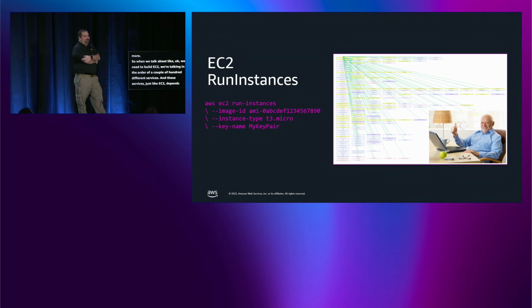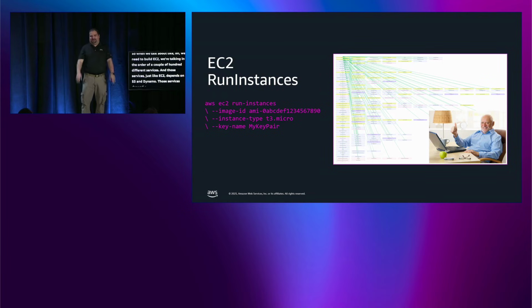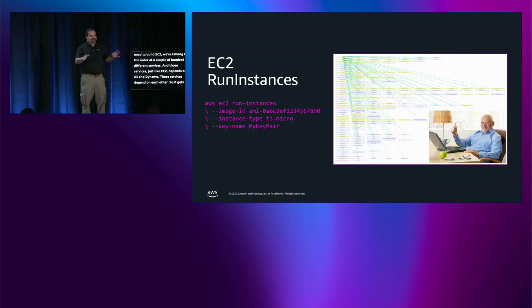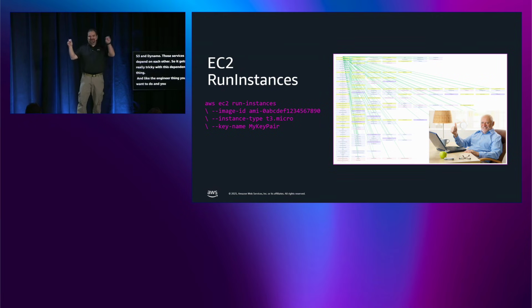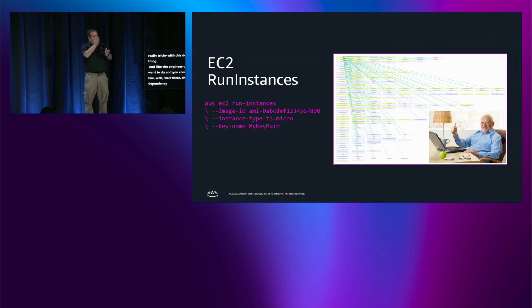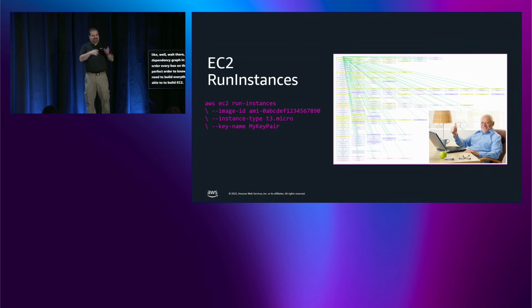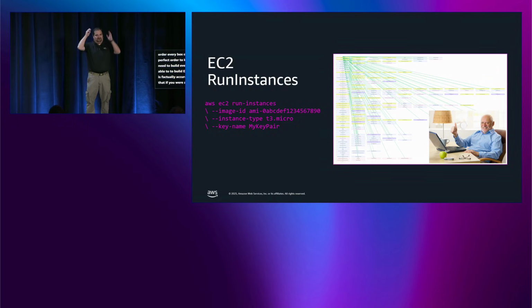So it gets really tricky with this dependency thing, and the engineer instinct when you come in is to say, well, wait, there exists a dependency graph in which I could order every box on that screen in the perfect order to know what order I need to build everything in to be able to build EC2. And while that is factually accurate, the reality is that if you were able to piece together that dependency graph, one, it would take you a while, and two, if I could wave my magic wand and have that dependency graph exist at this very second, it would be out of date tomorrow.